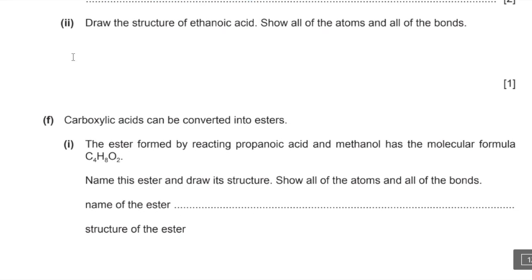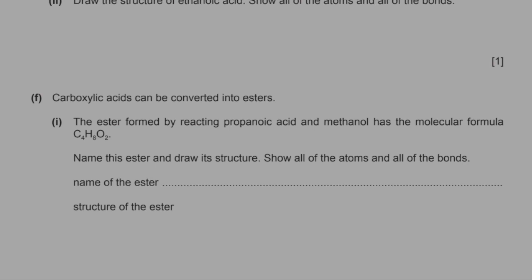Draw the structure of ethanoic acid, show all of the atoms and all of the bonds. Okay, so first off you have the acid group, and then since it's ethanoic acid, it would have one more carbon atom and then the rest of the hydrogen atoms, filling out its valency.